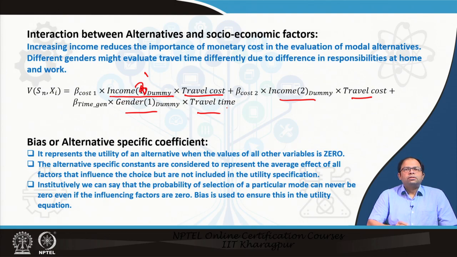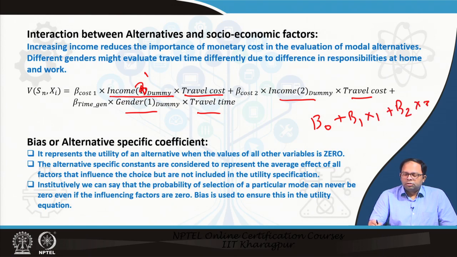And finally, once we have these different variables or characteristics that we include in the model or the utility equation, then comes the question of all the things which we have not included. That is where the bias or the alternative specific constant comes in. This represents the utility of an alternative when the values of all other variables are 0. So, this is the beta 0 variable, and beta 1 x1 plus beta 2 x2 and so on. So, when x1, x2, everything is 0, then at least we have got beta 0. So, it represents the utility of the alternative when the value of all other variables is 0.